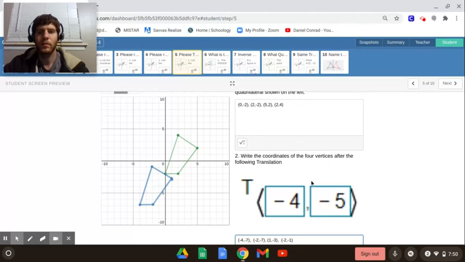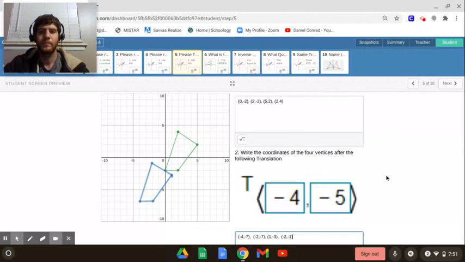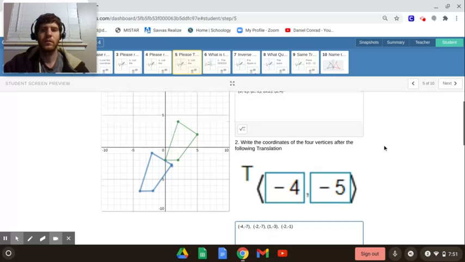The other way you could have done this is simply add the horizontal shift to the x values and the vertical shift to the y values. So 0 plus negative 4 is negative 4, and negative 2 plus negative 5 is negative 7. 2 plus negative 4 is negative 2. Negative 2 plus negative 5 is negative 7. For 5, going left 4, that's 1, and down 5, that's negative 3. Left 4 puts us at negative 2, and down 5, 4 minus 5 is negative 1. So there's your translation.